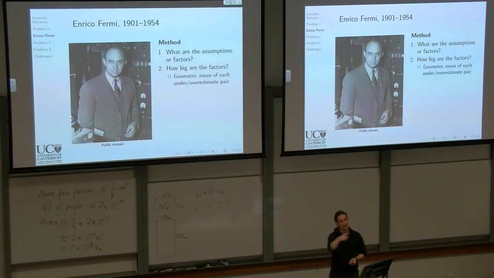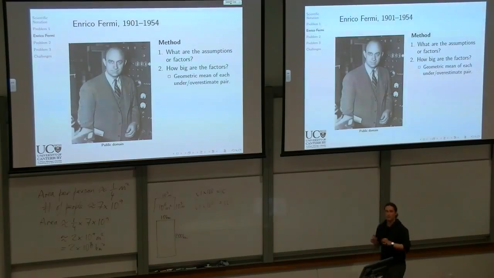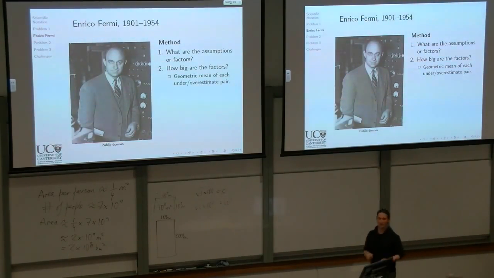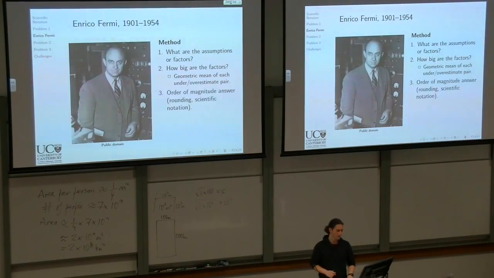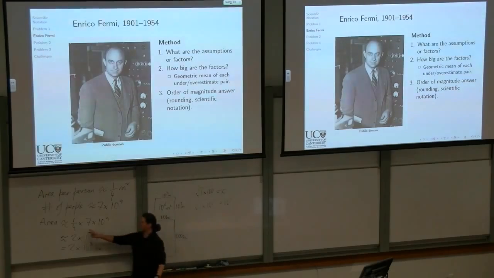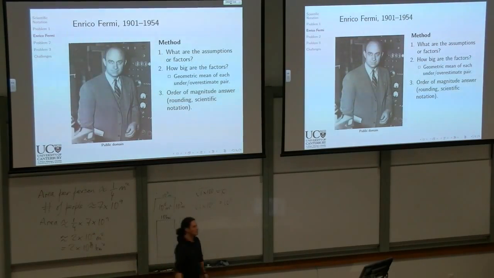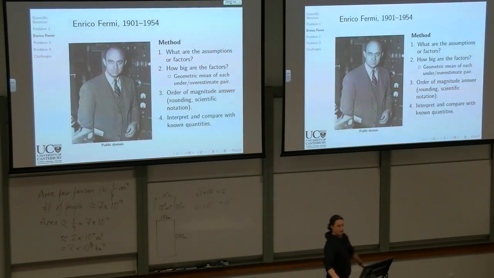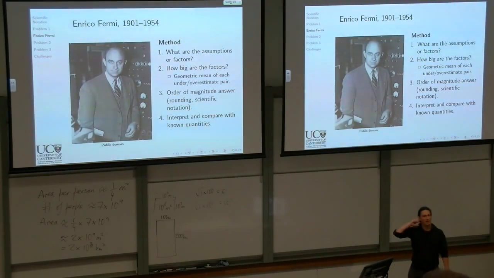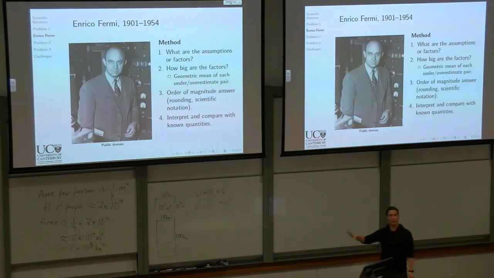So the second method, and this is on the sheet I just handed out, is if you don't know how to estimate something, take the geometric mean of the lower and the upper bound, the under and the over estimate. Then you do what we did here: you multiply everything together, you use a bit of rounding, you use scientific notation. You've got to interpret your answer. You'll get a number like 2 times 10 to the 9. It's a bit meaningless, so you put it back in terms of things that you know about.